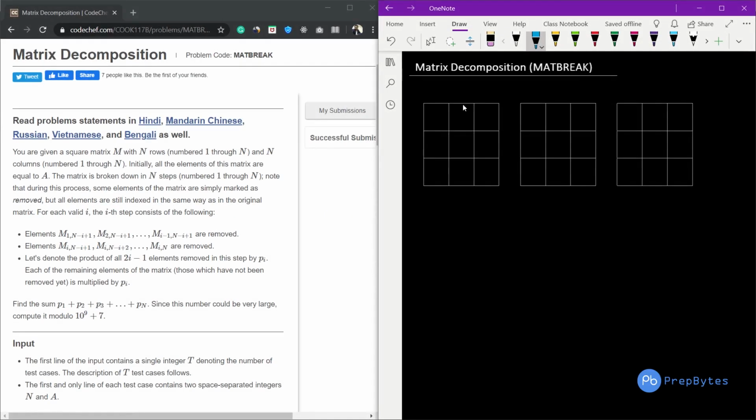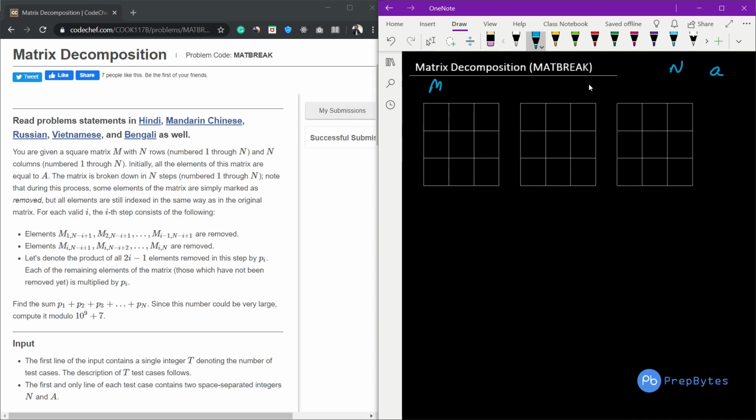Hi and welcome. So let's discuss the question of matrix decomposition from April Cook-Off 2020. I will just explain the question directly. They have given us an M matrix of n into n size. They have given two inputs, n and a. A is the element that is present inside the matrix and n is the size of the matrix.